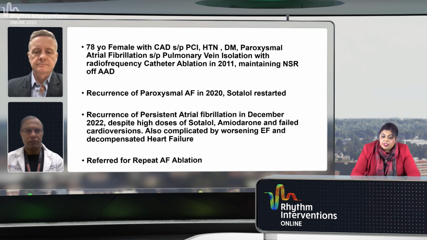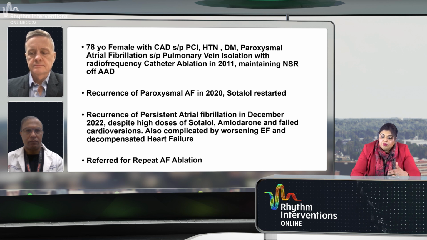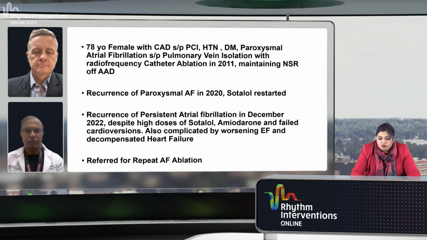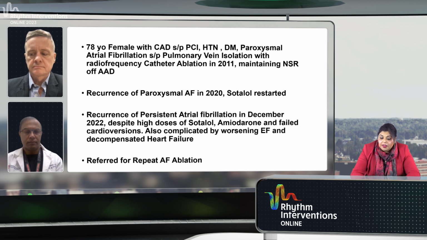She did have recurrence of atrial fibrillation in 2020, and she was started on sotalol at that point. She ends up having recurrence of persistent atrial fibrillation in December of 2022. Despite high doses of sotalol and amiodarone and failed cardioversions, she stays in atrial fibrillation. She ends up having a worsening ejection fraction and decompensated heart failure, which is something that we see in these patients quite a bit. At this point, she's referred for a repeat AF ablation.